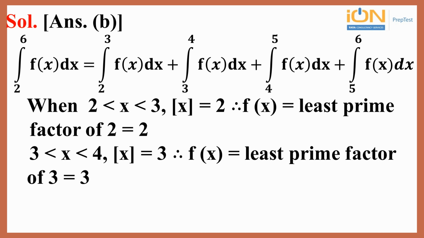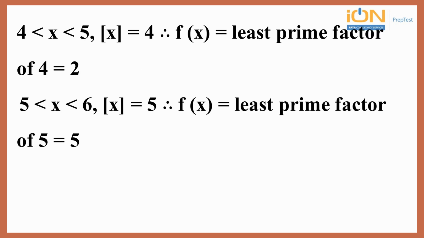So likewise, we have to branch out the domain 2 to 6 in the intervals 2 to 3, 3 to 4, 4 to 5, 5 to 6, where the function f of x behaves differently. As you can observe, when x lies between 4 to 5, bracket x is 4 and f of x is the least prime factor of 4, and that is equal to 2. So f of x behaves as constant function 2 when x lies between 4 and 5.